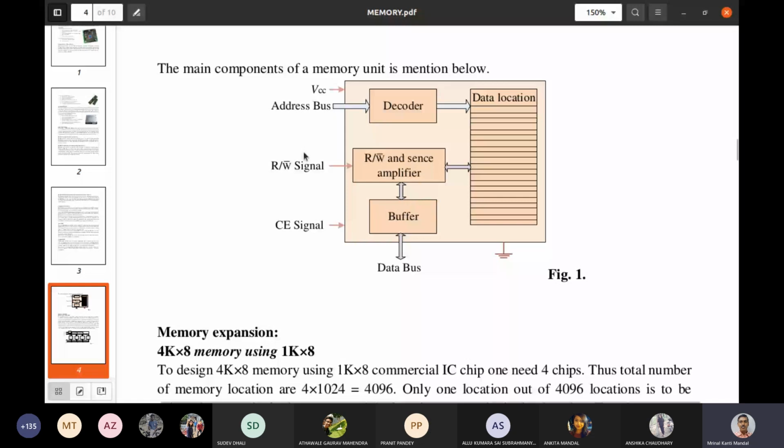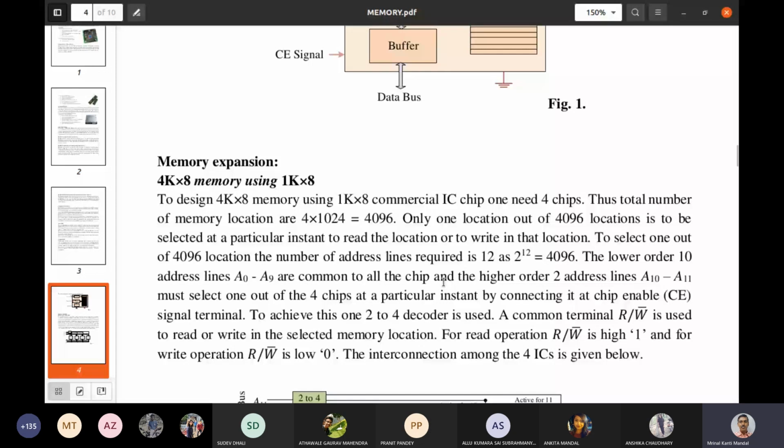Now we consider expansion of memory. For example, we consider we need to design a 4K into 8 memory using 1K into 8. 1K into 8 means it has 8-bit data. The data length is 8-bit and it specifies 1K different locations, and each location can contain 8-bit data. So that is why it is called a 1K into 8 memory.